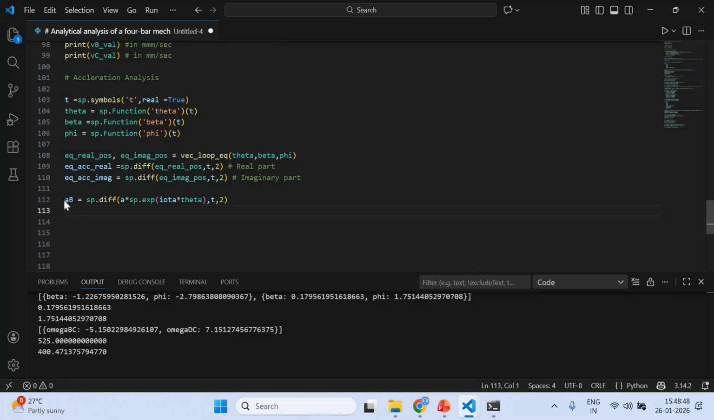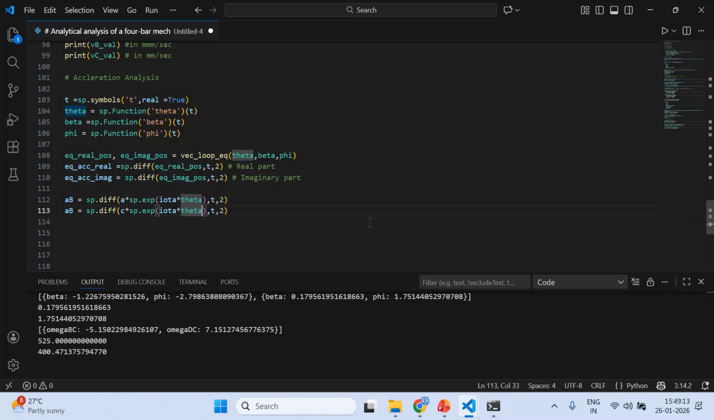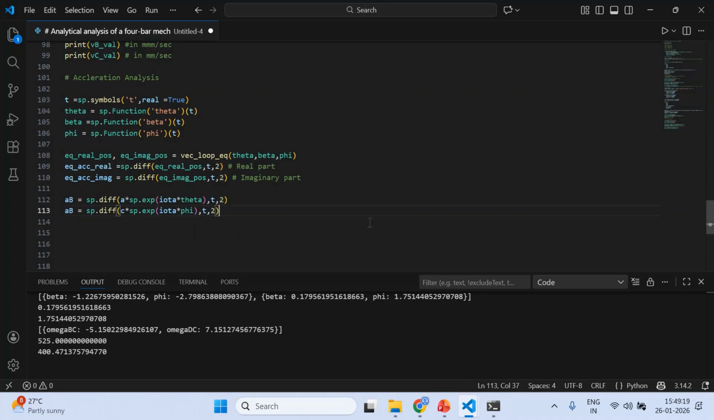Now in a similar manner we will calculate the acceleration of point C. So acceleration of point C is double differentiation of the vector C. So it will be simply C, then we have sp dot exponential. Then here, in place of theta, we have to simply replace this with phi.